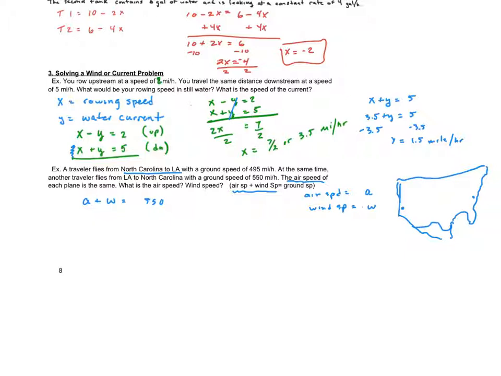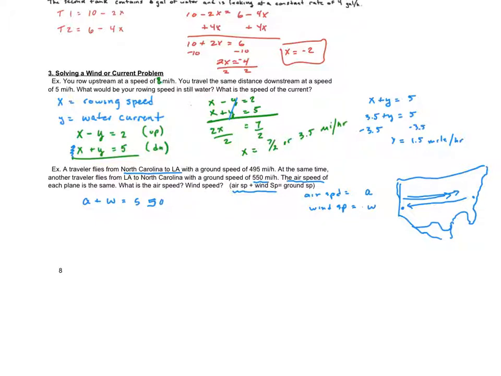So as I travel from North Carolina to LA, well, I think what they want us to know here is that my jet stream, which way does my jet stream go? And I'm thinking my jet stream must travel in this direction. So as you follow your jet stream, you're going to have the airspeed plus your wind speed is going to be equal to your ground speed. And the ground speed is right there.